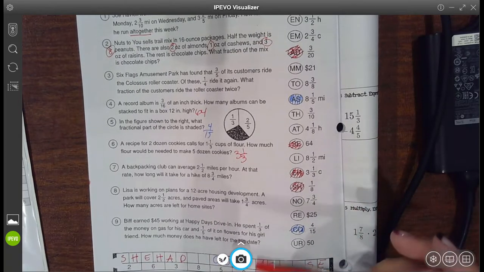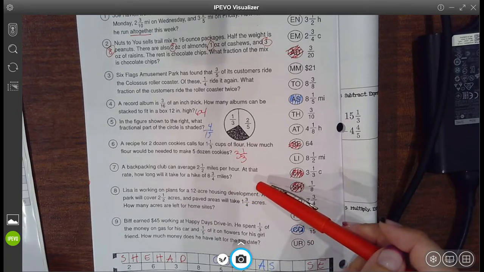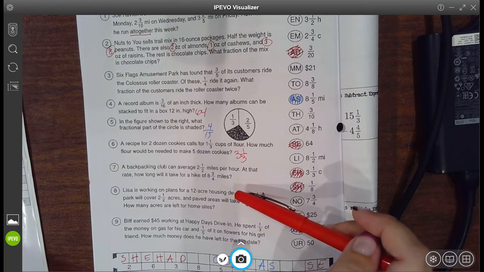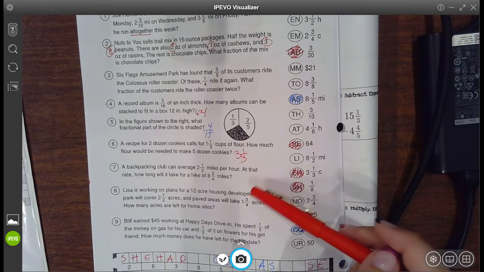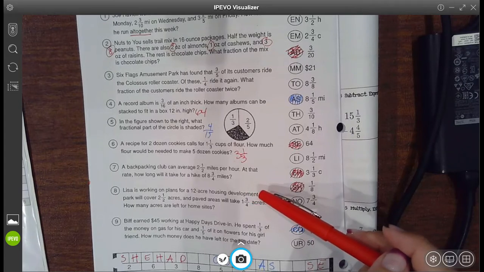All right, number 7 says a backpacking club can average 2.5 miles per hour. At that rate, how long will it take for a hike of 8 3/4 miles? What do you think? A lot of you are saying not add or subtract. You know it's multiplying or dividing, but which one is it? Is it multiplying or is it dividing? And if it's dividing, which one is divided by what? Or is it multiplying?